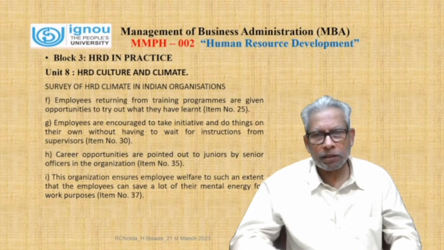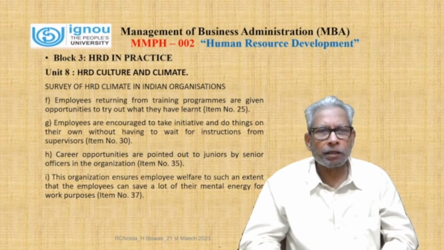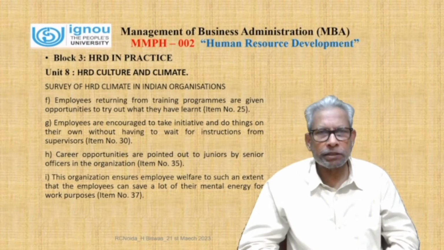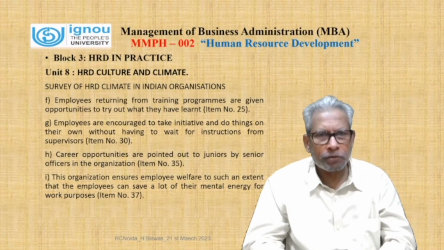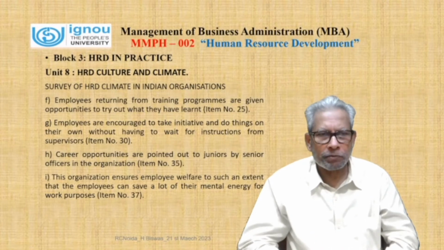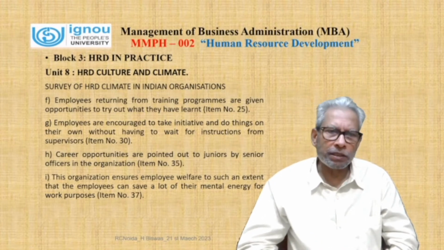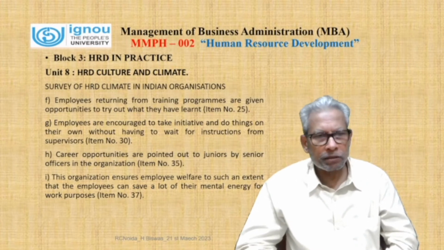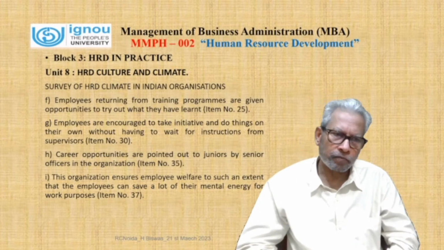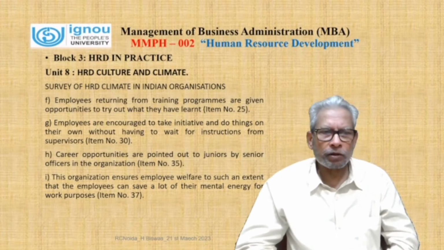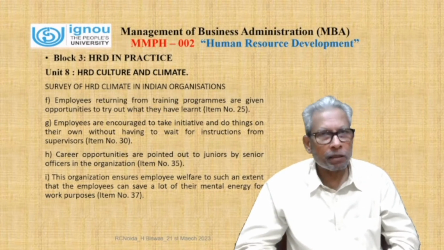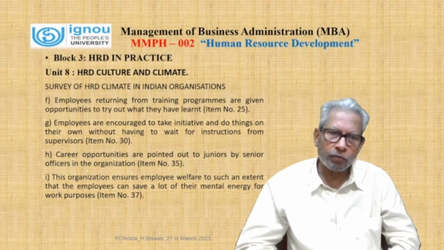That is the item number 30 they have described, and they have collected the data. Basically, all this is the observation survey data. You can see the questionnaires, the questions, and they have tried to inquire from this part. Career opportunities are pointed out to juniors by the senior officers in the organizations. And another is the organization ensures employee welfare to such an extent that the employees can save a lot of their mental energy for the work.